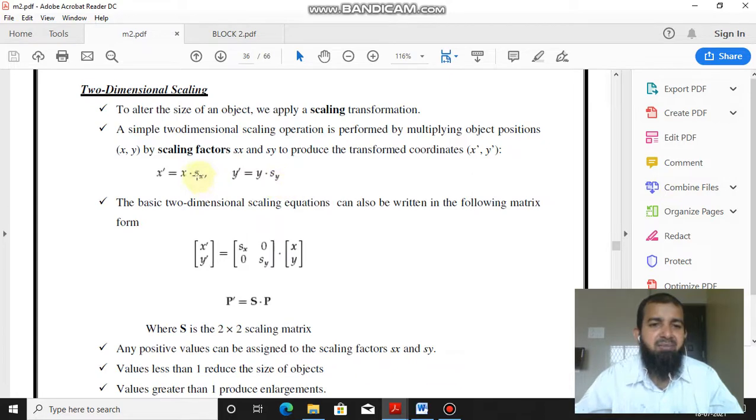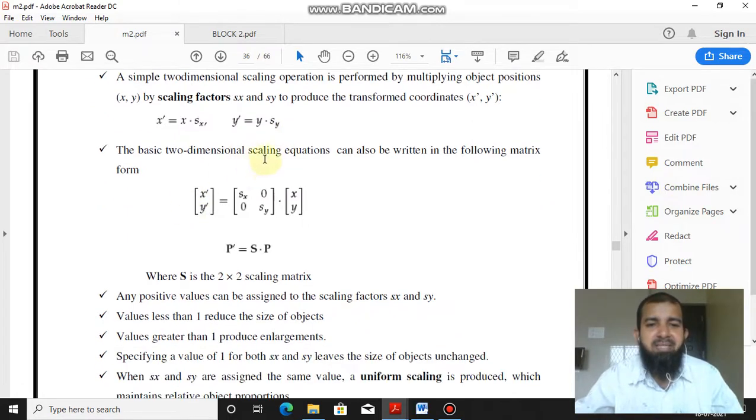The scaling factor sx: if you give 2, it doubles in the x direction. If you give half, it reduces to half in the x direction. If you give sy 2, it doubles in height. If you give half, it condenses to half.